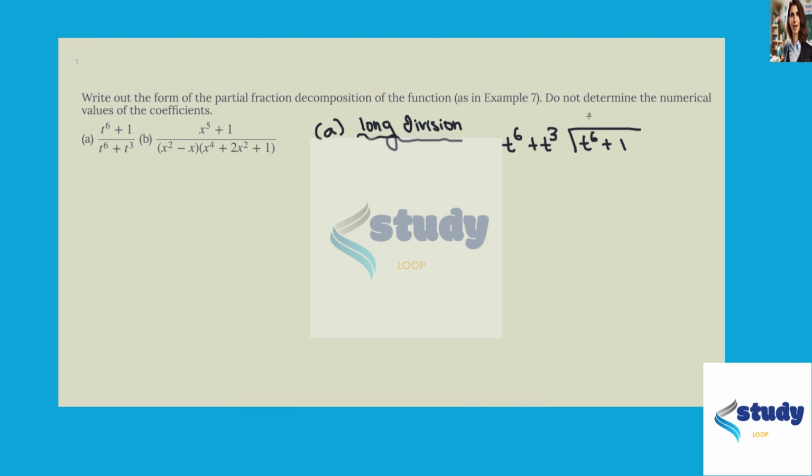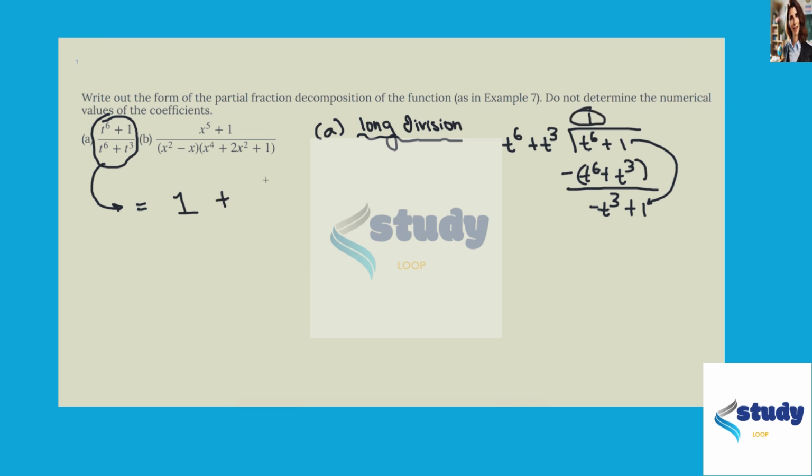So we'll have a 1 up here, t to the 6 plus t cubed. And then we have minus t cubed, and then bring down the 1. That's our remainder because t to the 6 does not go into t cubed. So in part A, we could go ahead and rewrite this as the quotient, which was 1 up from up here. Then we have our remainder, 1 minus t cubed, all divided by the original denominator.